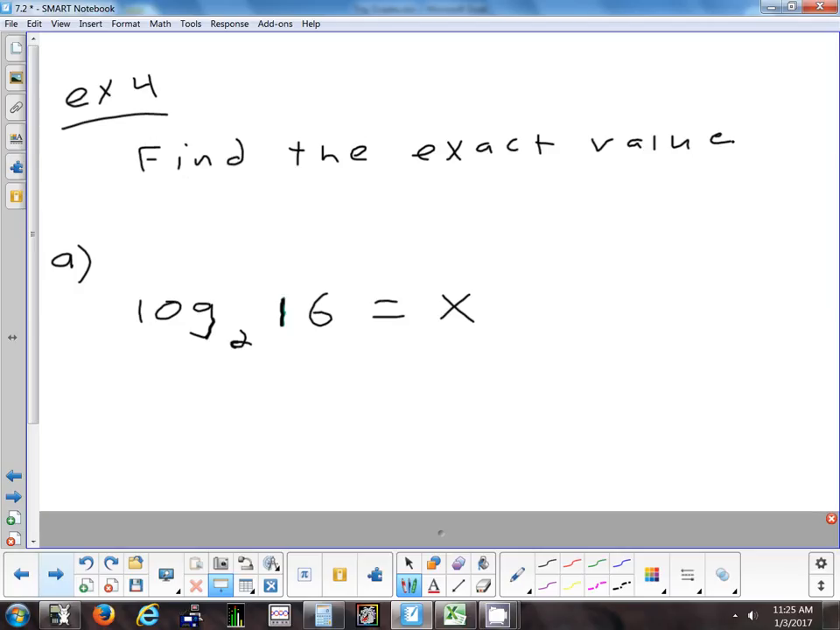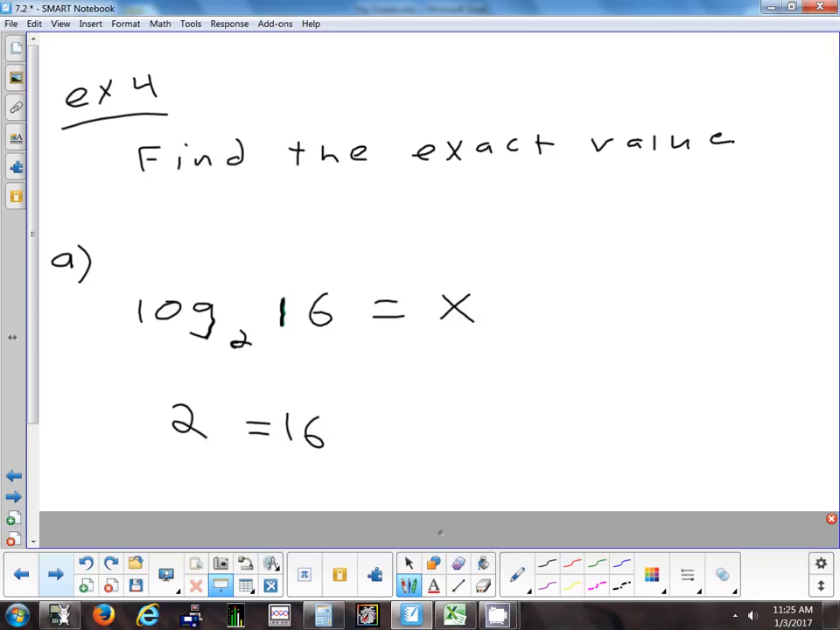Does anybody have any suggestion on what I do to this to try to solve it? We don't know how to do much with logs, but we know how to do one thing so far. Let's change it so it doesn't have the word log anymore. So could you tell me, Shakira, how that would change? It'd be 2 to the x equals 16.